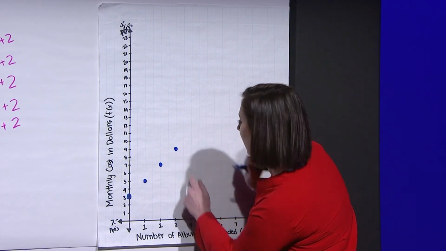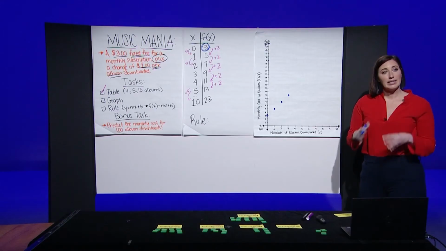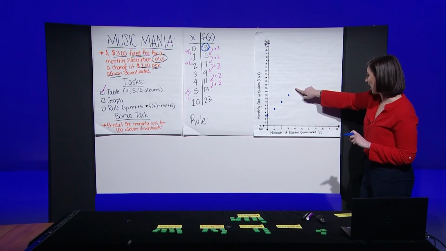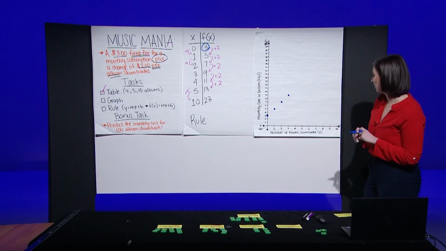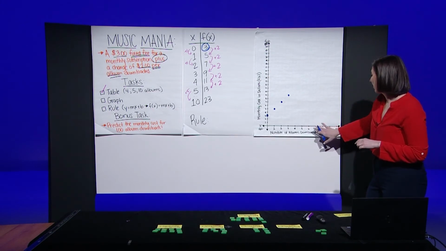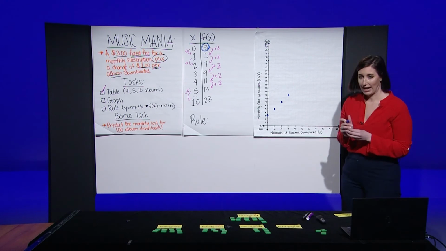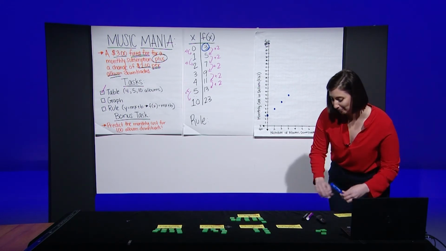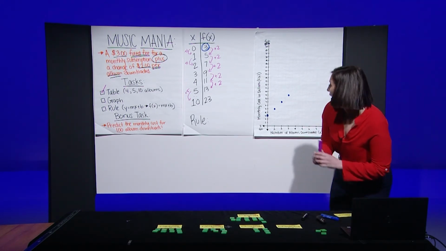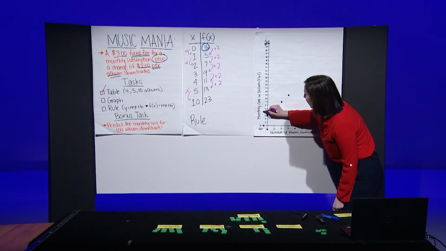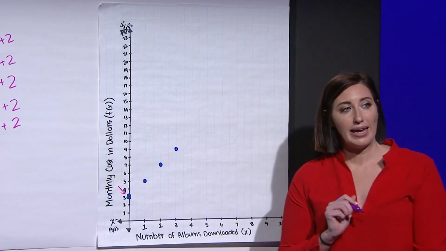Now I want you to take a moment, continue your graph. I want you to go ahead and put in your information for 4 albums, excuse me, for 5, and you could even follow that pattern all the way to 10, or you could skip straight ahead to 10 if you needed to. So I want you to pay attention to some things. So we talked about, this is my initial value, right? This is my y-intercept.